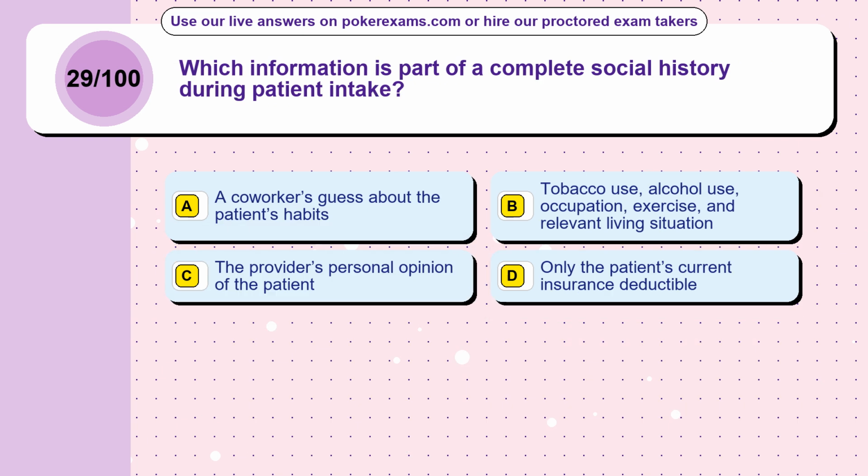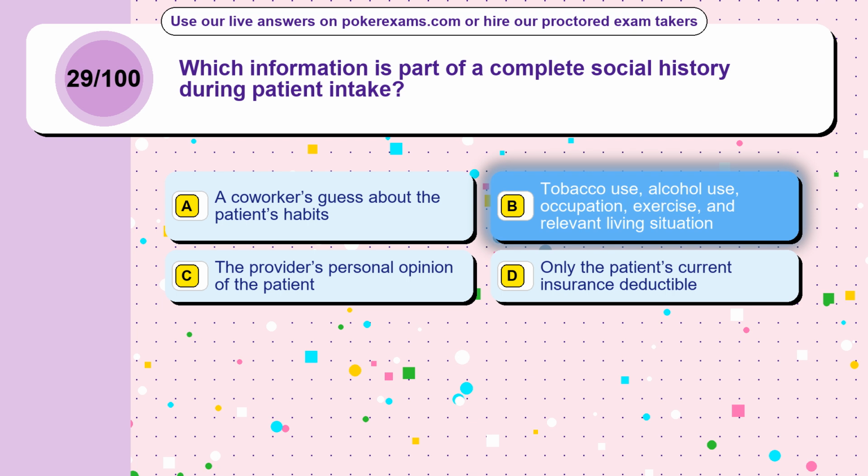Question 29. Which information is part of a complete social history during patient intake? Option A, a coworker's guess about the patient's habits. Option B, tobacco use, alcohol use, occupation, exercise, and relevant living situation. Option C, the provider's personal opinion of the patient. Option D, only the patient's current insurance deductible. The correct answer is option B, tobacco use, alcohol use, occupation, exercise, and relevant living situation.